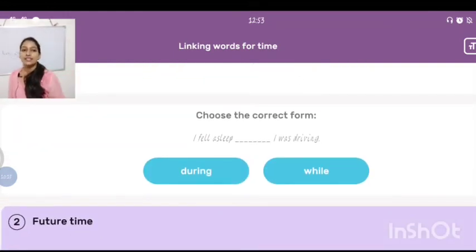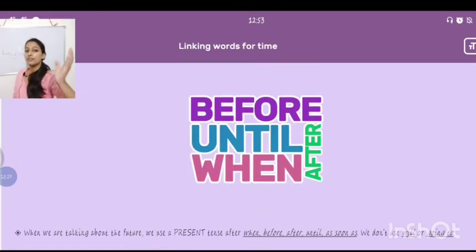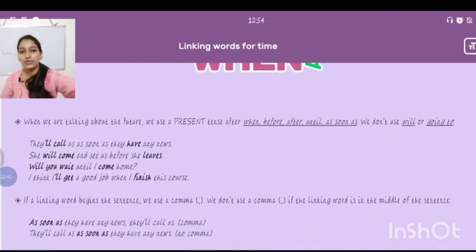Choose the correct form. I fell asleep while I was driving. Future time को represent करने before, until, when, after. When we are talking about the future, we use a present tense. After, when, before, until, as soon as, we don't use will or going to. They will call us as soon as they have any news. She'll come and see us before she leaves. Will you wait until I come home? I think I'll get a good job when I finish this course.